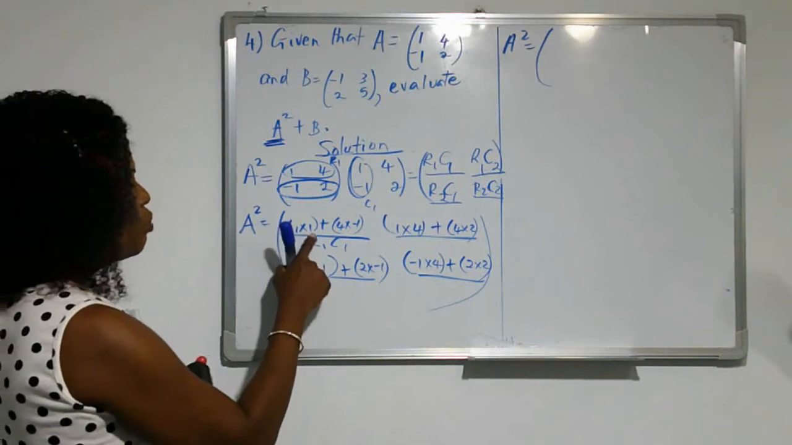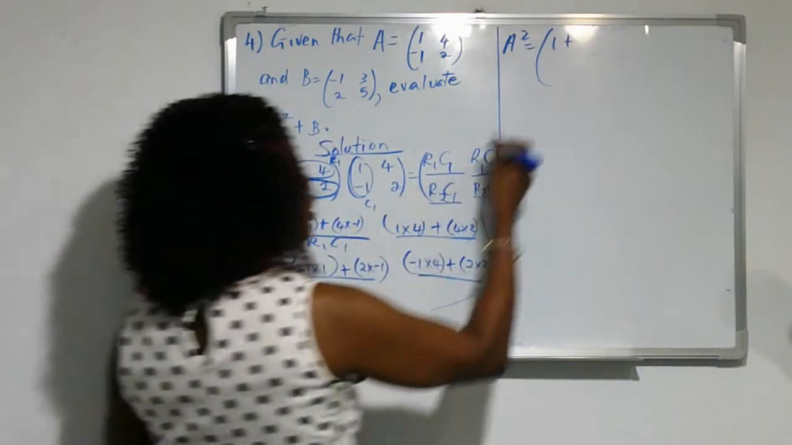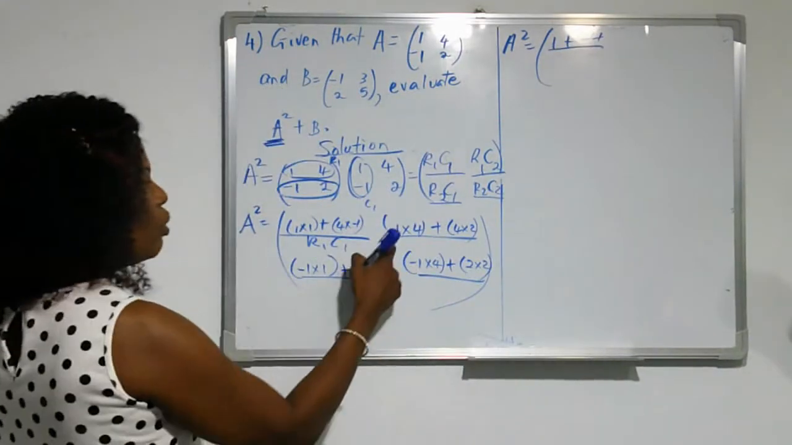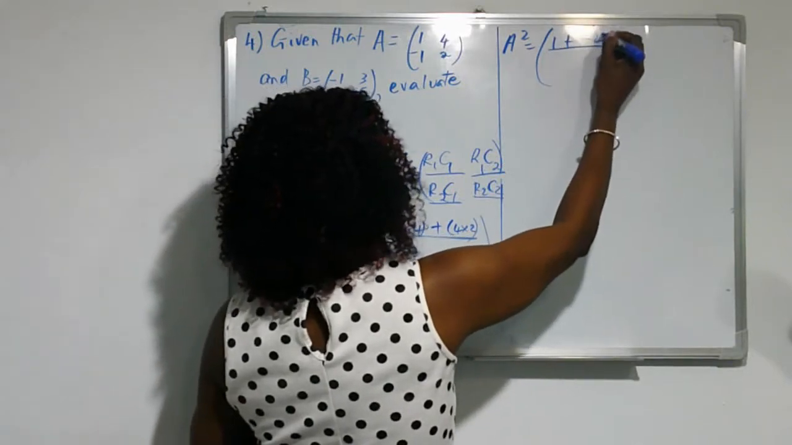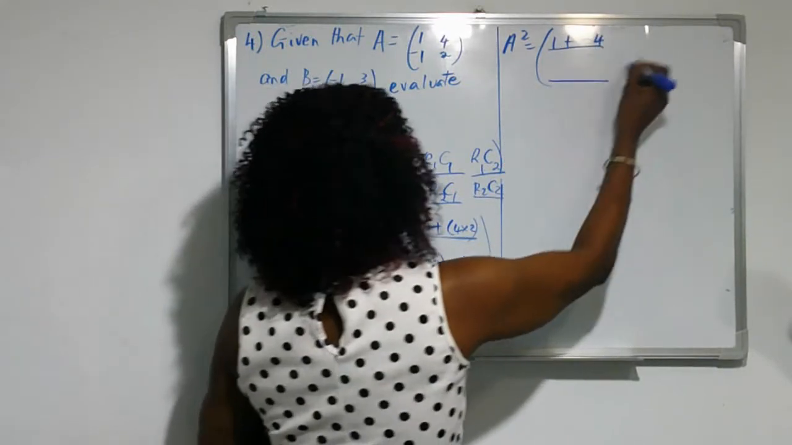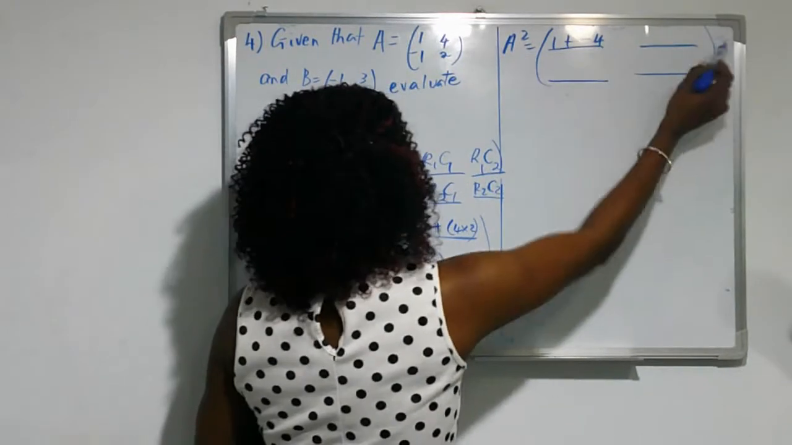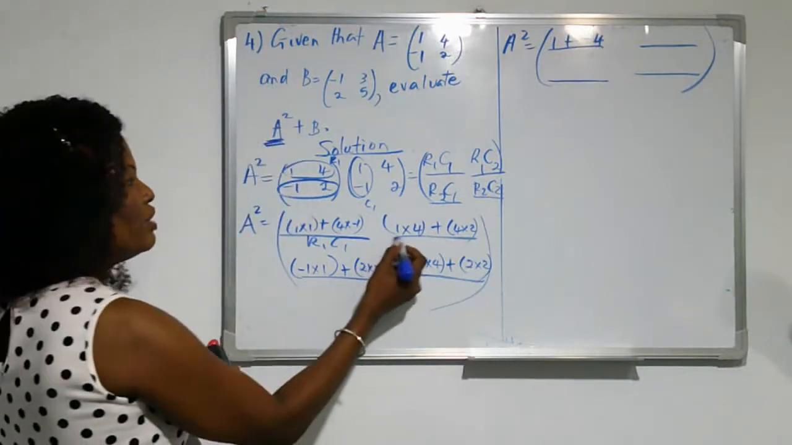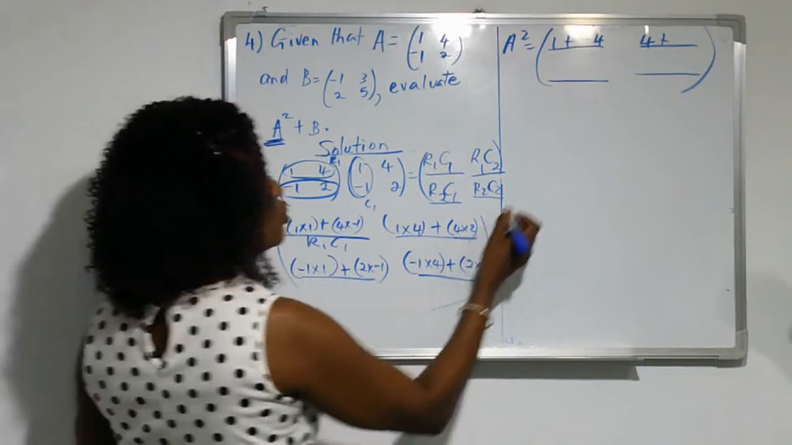So 1 times 1 is 1, plus 4 times negative 1 is negative 4. And you don't need to draw the line, you know, it's just for teaching purposes why I draw this line. Because I don't want you to miss the fact that your answer has to be a 2 by 2, 2 rows and 2 columns. Okay? 1 times 4 is 4, and 4 times 2 is 8.